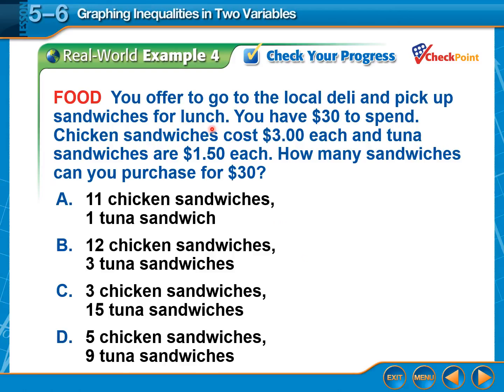All right. So go ahead and read the problem here, answer the question, how many sandwiches could you purchase for $30? So what is a possible combination of chicken sandwiches and tuna sandwiches that you could buy for $30? All right. A, B, C, or D. What is a possible combination that you could get for $30 if $30 is the most that you could spend?